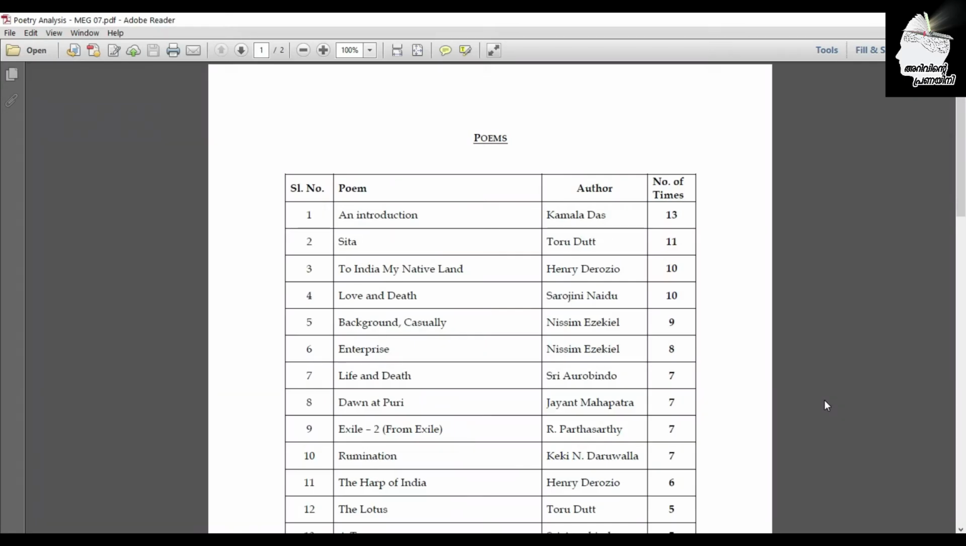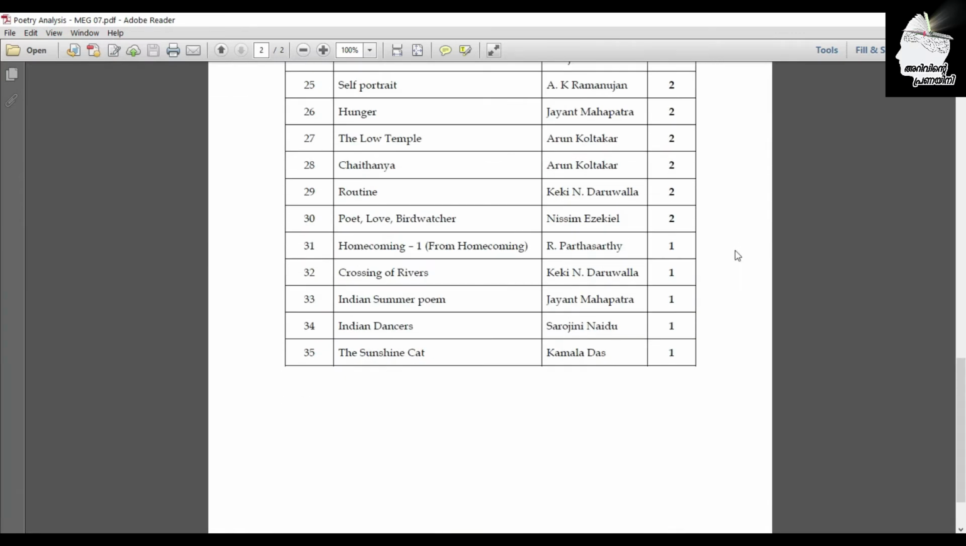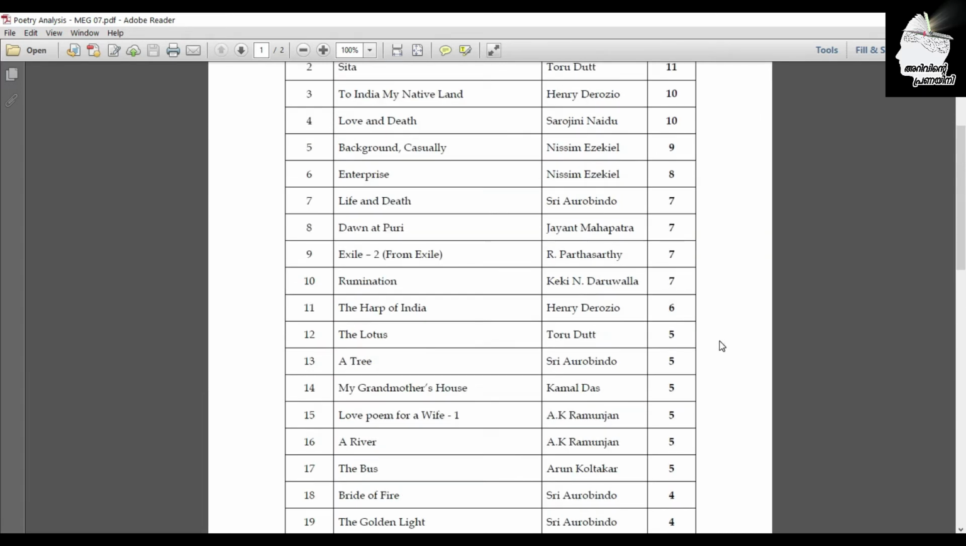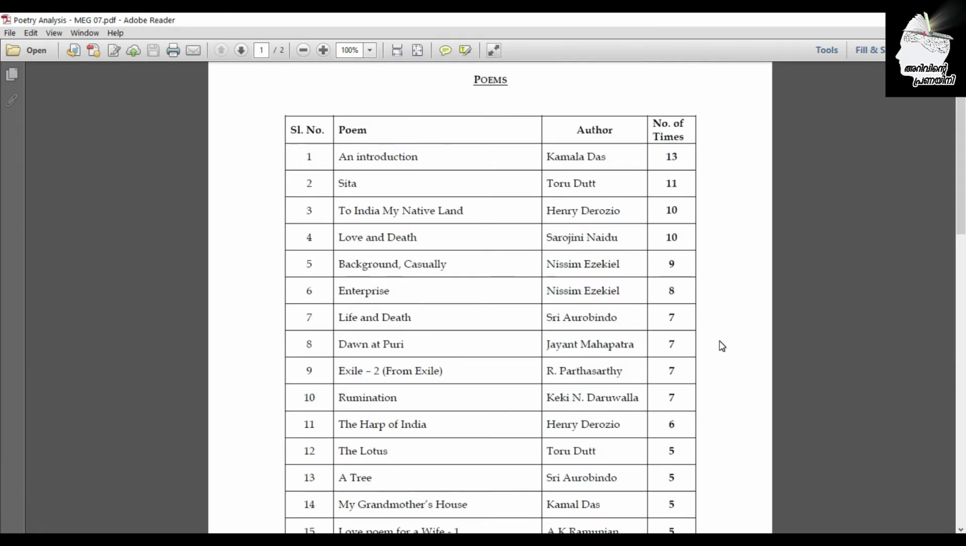When we analyze the poems which IGNOU has been asking students since 2008, I have got 35 questions, that means 35 poems. I know that to learn every poem, these 35 poems, is almost impossible, but we can select the poems which are very much easy, and the number of repetitions is shown here.